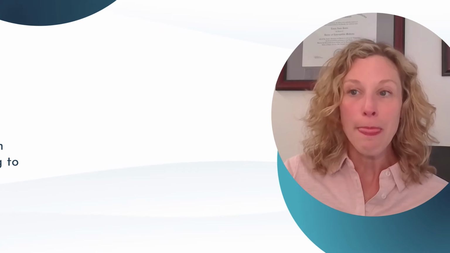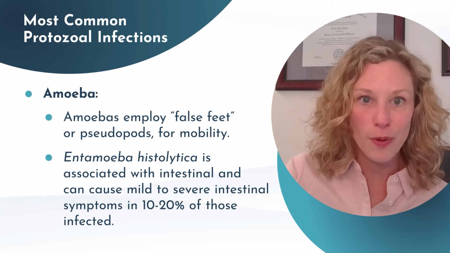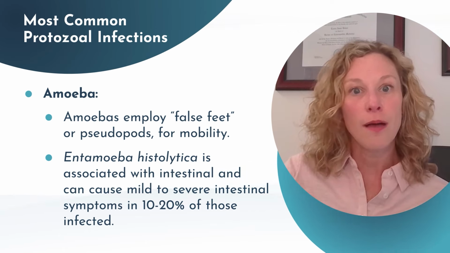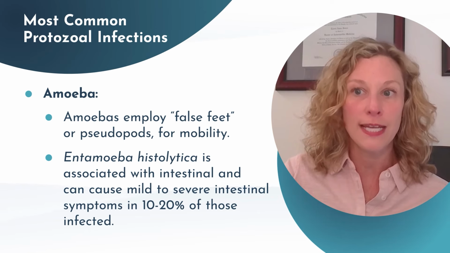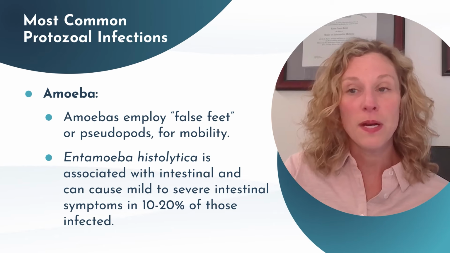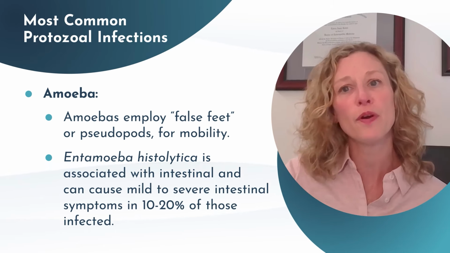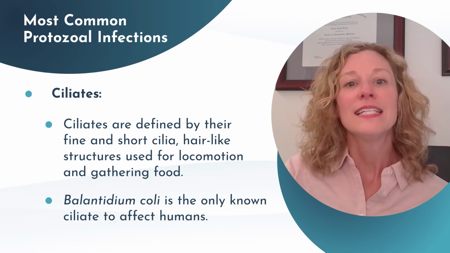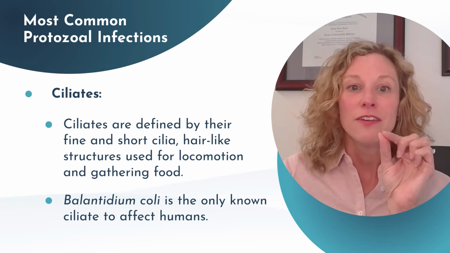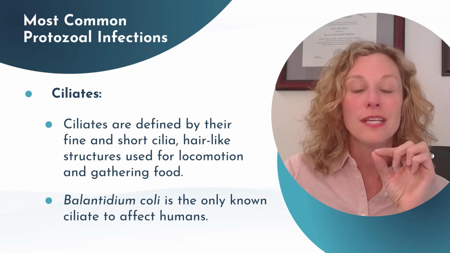One would be an amoeba. Amoebas employ false feet, also known as pseudopods, for mobility. An example would be Entamoeba histolytica, which is a common intestinal parasite. Some patients actually have a lot of symptoms from this parasite. Others have none, so it depends on the patient. Another type of protozoa class is a ciliate. Ciliates are defined by their delicate, short, little thin hairs. They're little structures that they use to gather food and to move around.